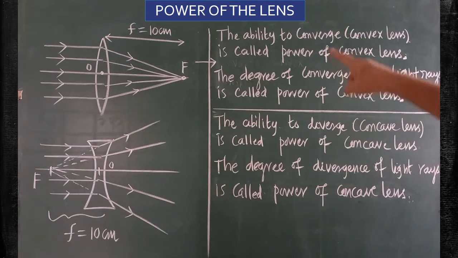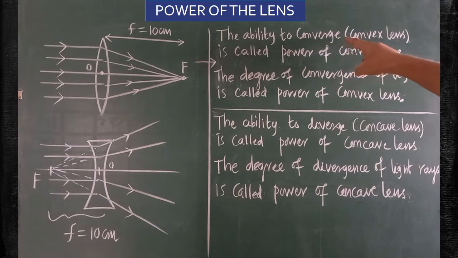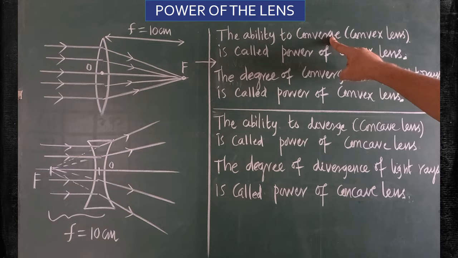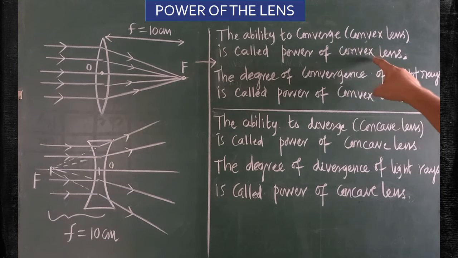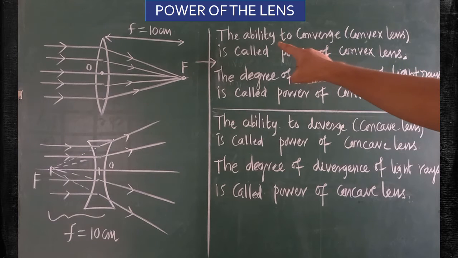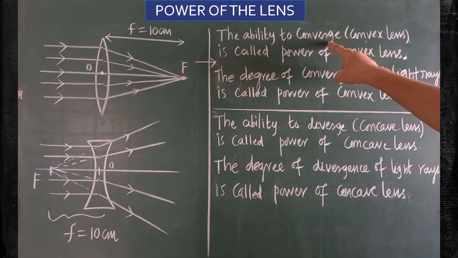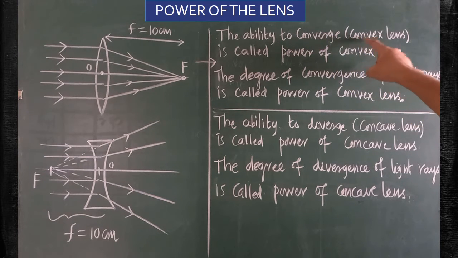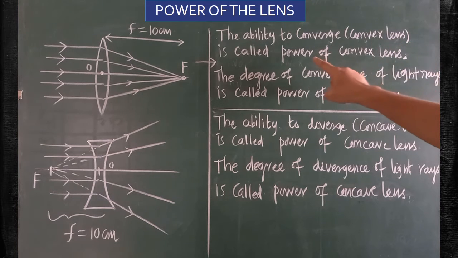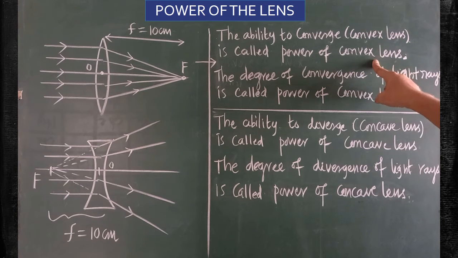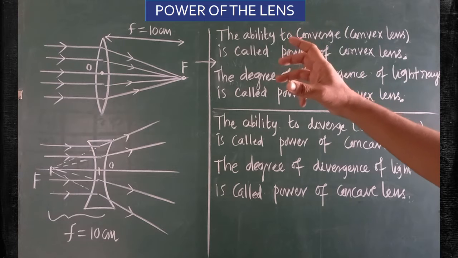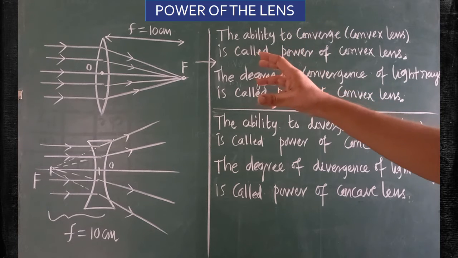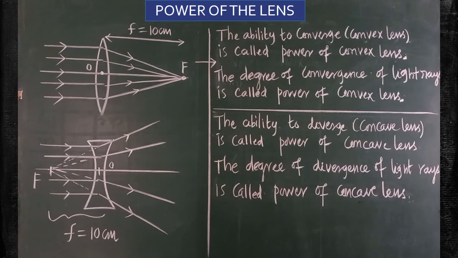Are you clear? Look at the definition. The ability to converge. Who will converge? Convex lens alone will converge the light rays. So whose ability? The lens ability is called, what is this? Power of convex lens. Again we'll read, the ability to converge. Who is able to converge? Convex lens is able to converge, and that is called power of the convex lens. That lens has the ability to converge the rays, and that ability is called power of the lens.